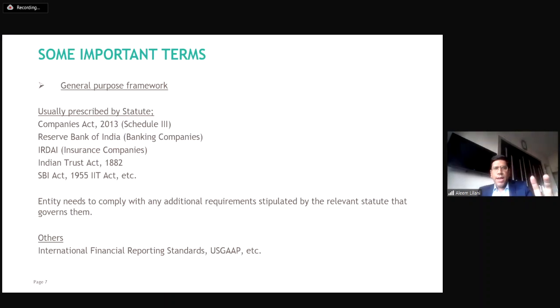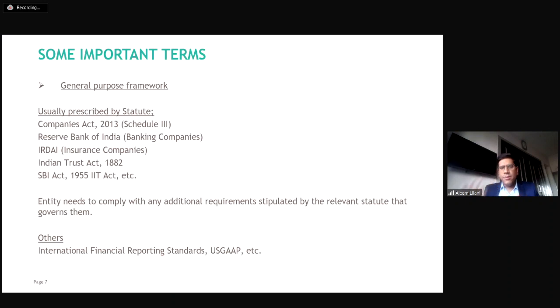Yes, just wanted to highlight now some terms. The general purpose framework. Normally, the general purpose framework is prescribed by the statute. So we have the Companies Act. Of course, Schedule 3 is our framework, right? We report under Schedule 3. All our reporting disclosures are prescribed by Schedule 3. If we do not comply with Schedule 3, we say that it is not fairly disclosed, right? And Schedule 3 is accepted across. Everybody in India knows Schedule 3. Every bank, every creditor, every shareholder is aware that Schedule 3 is prescribed, and it becomes easier for them to understand the financial statements if everything is in Schedule 3.